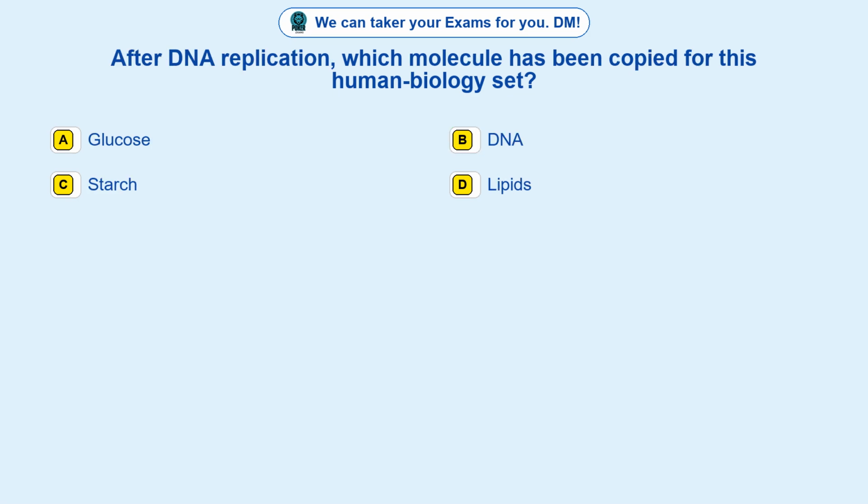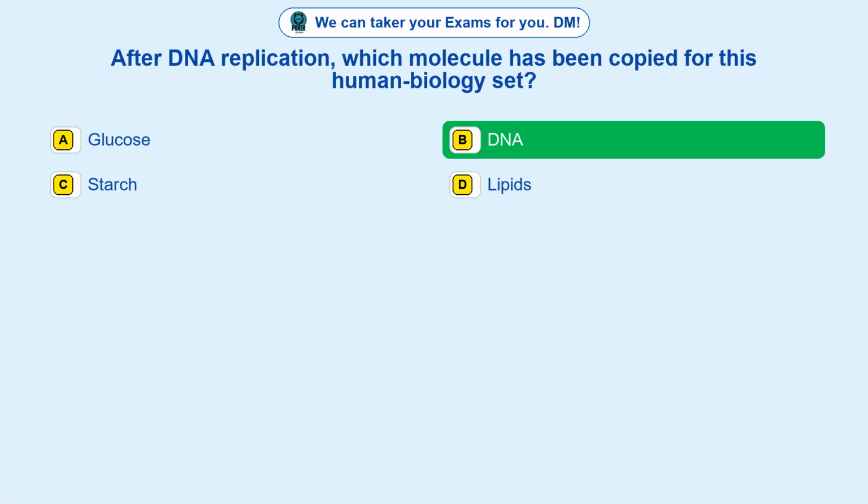Question 3. After DNA replication, which molecule has been copied for this human biology set? Option A, glucose. Option B, DNA. Option C, starch. Option D, lipids. The correct answer is option B, DNA.